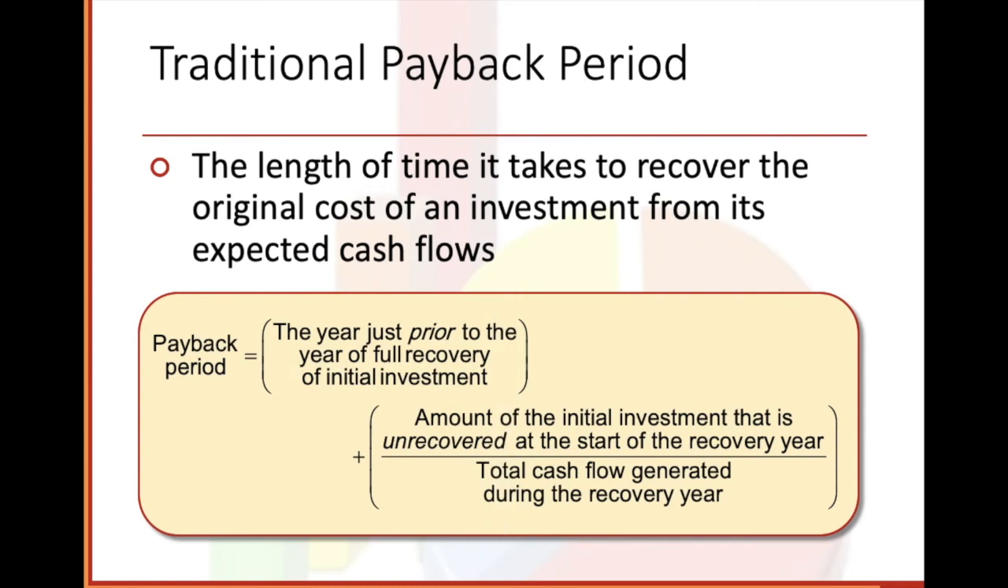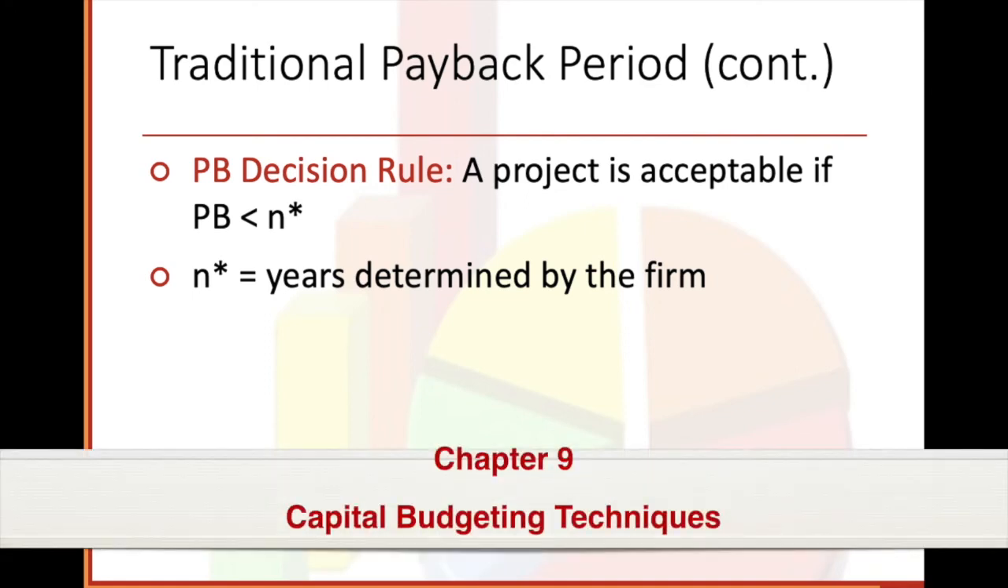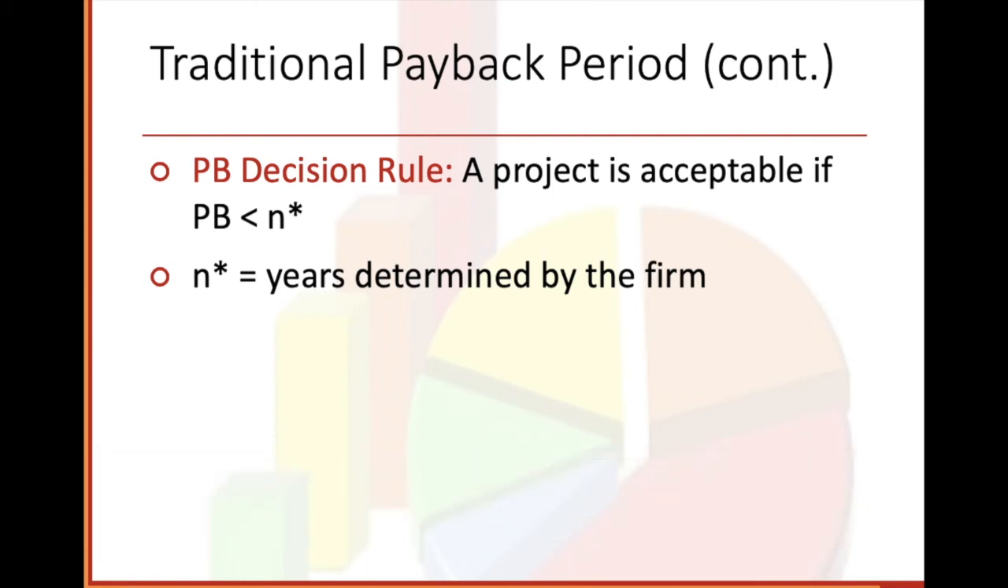Traditional payback period: the length of time it takes to recover the original cost of an investment from its expected cash flows. Payback period: the year just prior to the year of full recovery of the initial investment, plus the amount of the initial investment that is unrecovered at the start of the recovery year, divided by the total cash flow generated during the recovery year. Traditional payback decision rule: a project is acceptable if PB is less than PB* years determined by the firm.